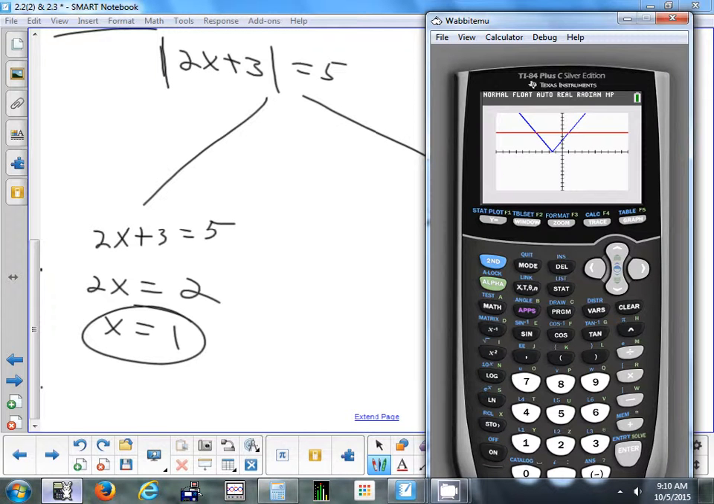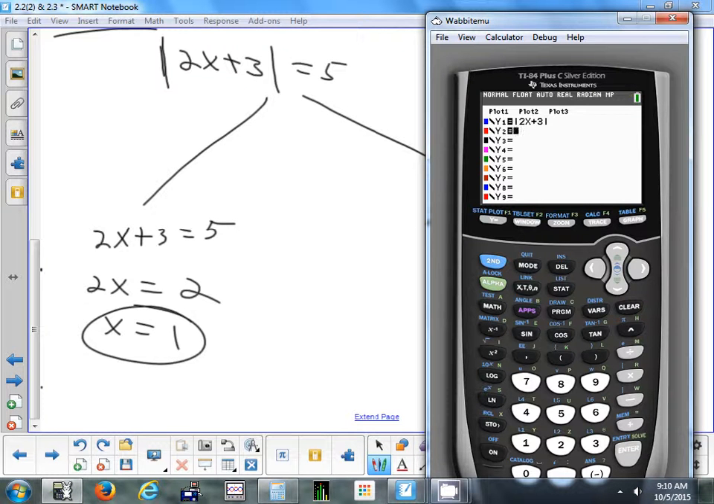What other possibilities do you think there are? So this one had 2 solutions. What else do you think I could get, besides 2 solutions? Think you could get 3 solutions? Think that V could ever cross 3 times? No? What else do you think could happen? One solution? Yeah, it could cross exactly once.